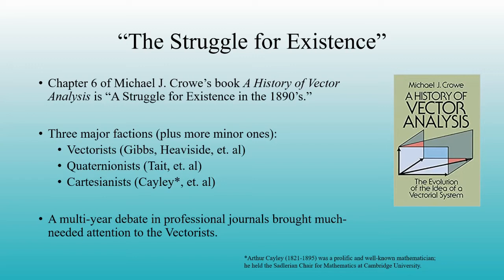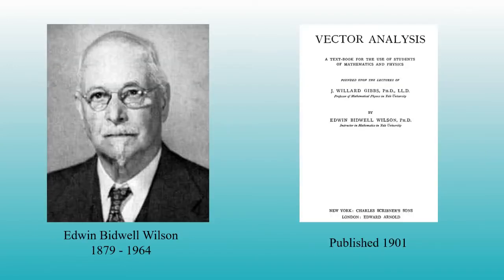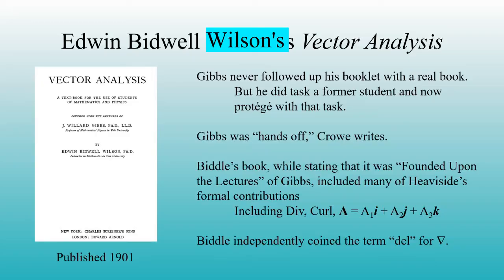Yet there were significant differences between the Gibbs formalism and the Heaviside formalism. There was not yet an official canonical version of vector analysis. Enter Edwin Bidwell Wilson. Gibbs never did write a published book on vector analysis. He did, however, give such an assignment to a former student and now young colleague of his, a man named Edwin Wilson. Crow states that Gibbs took the hands-off approach to Wilson's efforts, ostensibly on the grounds that he was busy writing what would essentially become the first book on statistical mechanics, microstates, macrostates, and all that stuff.